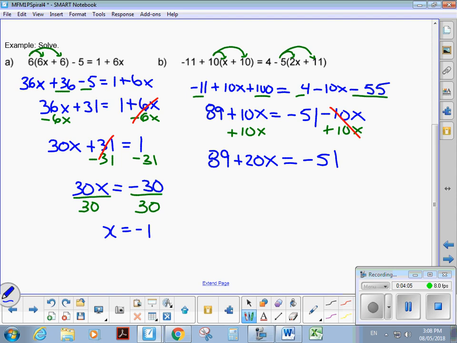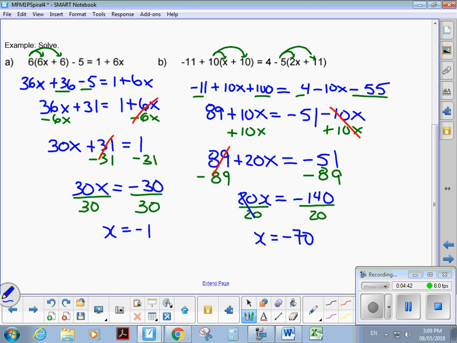Now I want to get all the numbers to the other side, so I'm going to subtract 89. Whatever I do to one side, I have to do to the other. Those will cancel out, so I'm left with 20x equals negative 51 and negative 89. When you add those together, you get negative 140. Finally, the 20 is multiplying the x, so we're going to divide by 20. That leaves us with x equals negative 70.